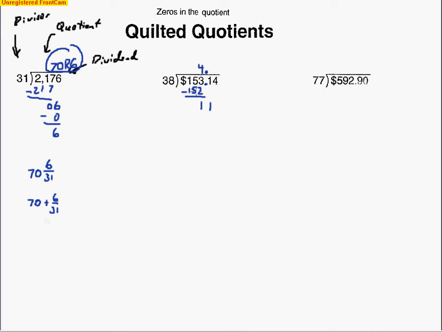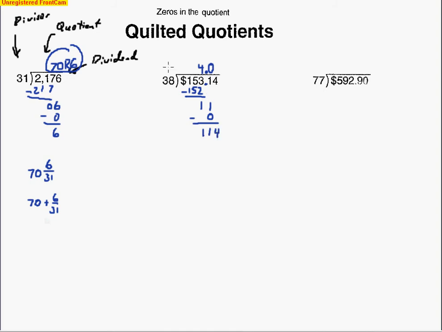38, how many times does 38 go into 11? Well, it doesn't. So that means we need to add a 0. See, this is why this is called zeros in a quotient, because we have zeros here. So what we do next is 38 times 0 makes 0. We subtract, and I get 11 left over. Well, we have to bring down this 4.